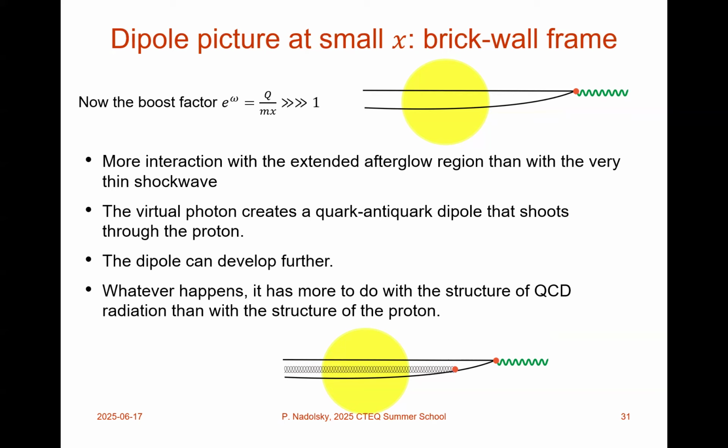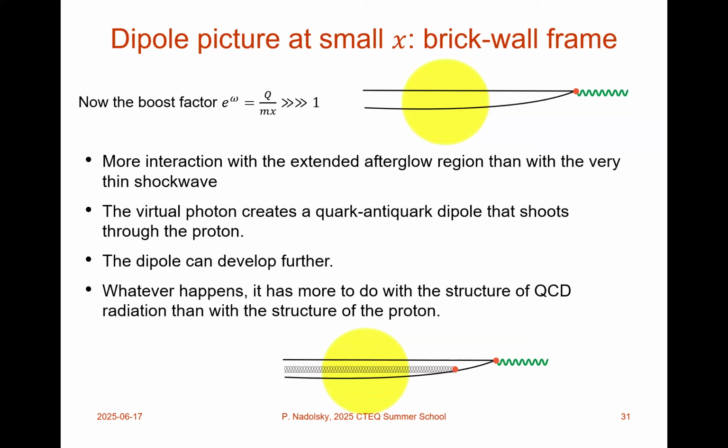But also, because now everything is so dilated, there is lots of time for the photon to radiate additional radiation in the rest frame of the proton. So really the interaction is not so much between the structure of the proton and the photon, but the interaction between the dipole and the afterglow radiation in the back of the proton. Therefore, the dynamics at small x becomes very different.